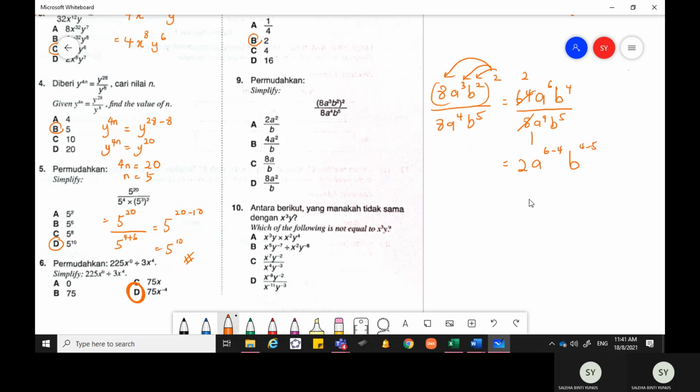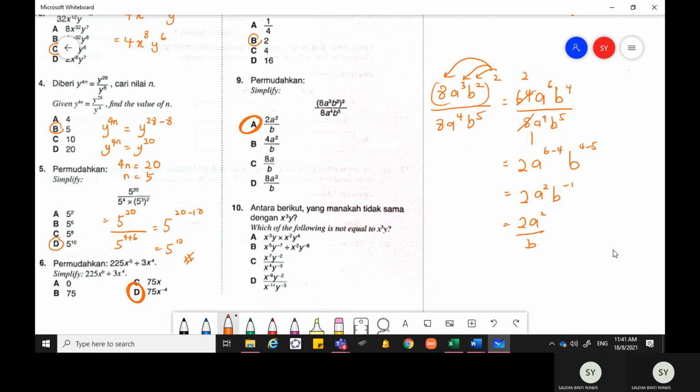Ingat atas tolak bawah. Tak boleh terbalik. And then A 6 minus 4. 2. So A squared. Okay, 4 minus 5. Negative 1. Okay, since tak ada pun dalam ni. So makna kata B ni kita kena positifkan. So bila positifkan kita kena bawa turun bawah. So jadi 2A squared over B. So the answer is E.